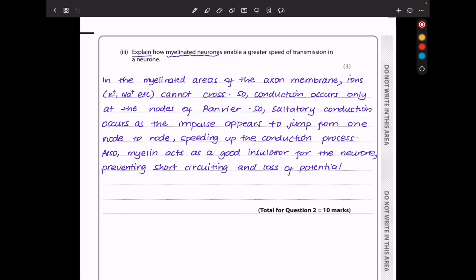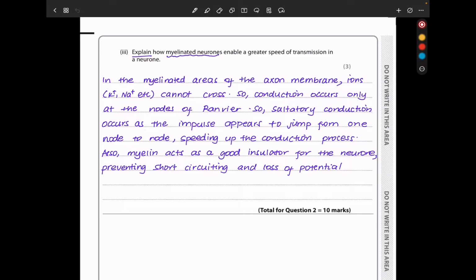If neurons are not myelinated, conduction has to occur along the whole axon. However, if myelin is present, then conduction only occurs at the nodes of Ranvier, so there is faster conduction. So I said, in the myelinated areas of the axon membrane, ions like potassium and sodium cannot cross, so conduction only occurs at the nodes of Ranvier, which is saltatory conduction, and this occurs as the impulse appears to jump from one node of Ranvier to the next, speeding up the conduction process.